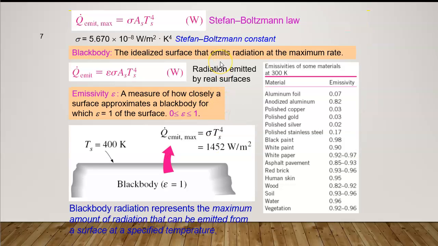How to calculate radiation? Here we have Q emit max, meaning the value of Q is at maximum, equal to sigma times As times Ts to the power 4. Sigma is the Stefan-Boltzmann constant. This is a constant value, 5.67 times 10 to the minus 8 watt per meter squared Kelvin to the power 4. Okay, Stefan-Boltzmann constant. As is the surface area, Ts is the temperature of the surface.